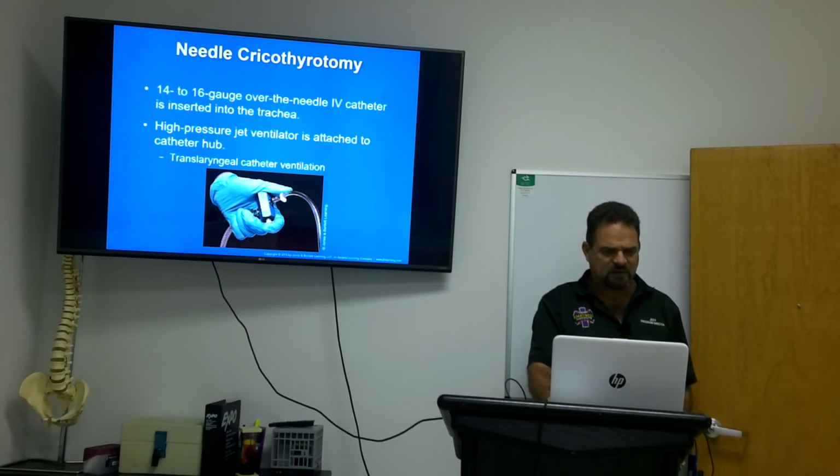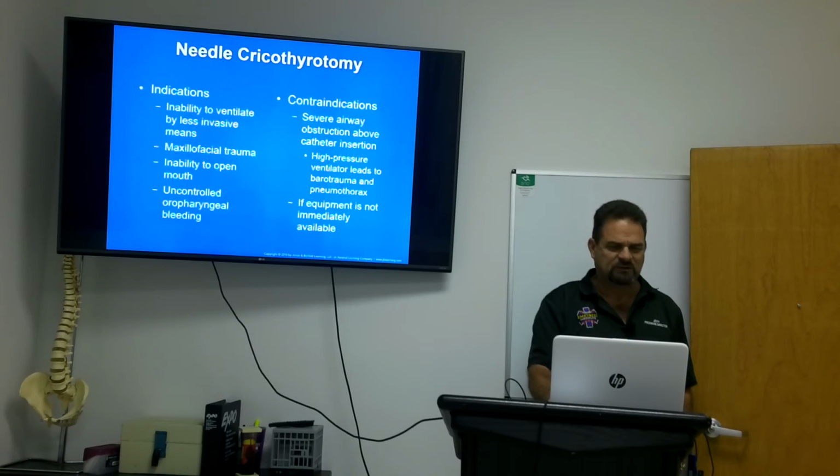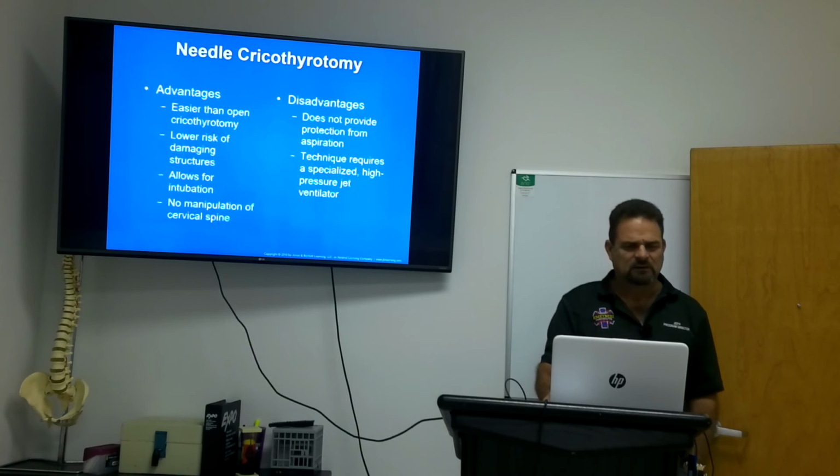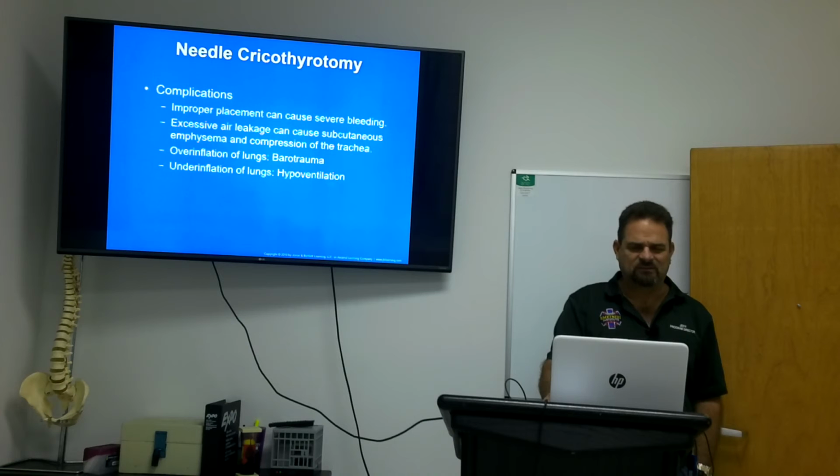Needle crics can be done with a 14 to 16 gauge over-the-needle catheter, but you need a high pressure jet ventilator. Okay, it's jet insufflation. If you don't blow it in through that 14 gauge, you're really not going to do a whole lot. There's your indications and contraindications. It's about the same as what you're going to do for surgical cric. Advantages and disadvantages are the same.